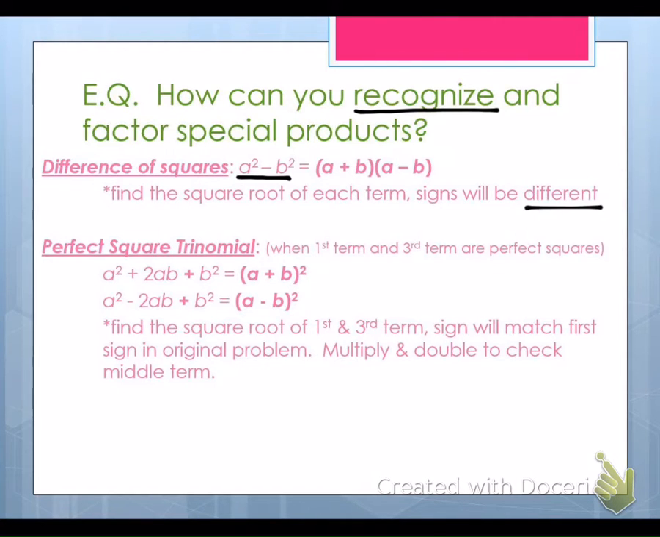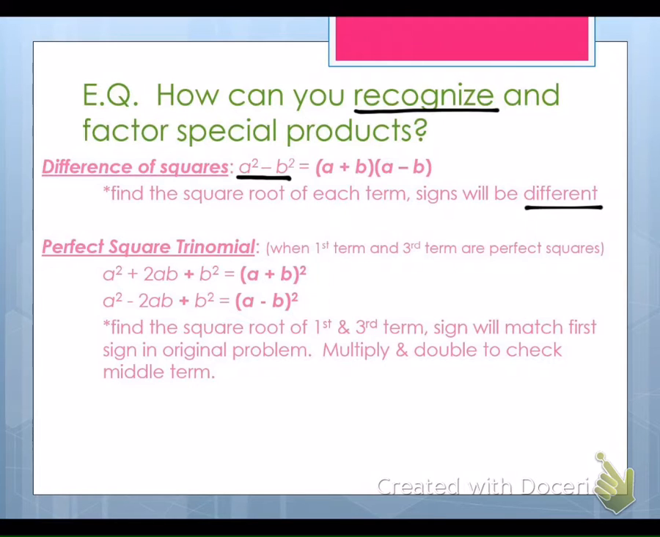Okay, so let's look at these two possible scenarios. We either have a squared plus 2ab plus b squared, or we have a squared minus 2ab plus b squared. Now, what do you notice is the same about both of those formulas? One is a squared plus 2ab plus b squared. The other is a squared minus 2ab plus b squared. What's the same in both of them? The third term is being added. Or we could say the second sign is positive in both.